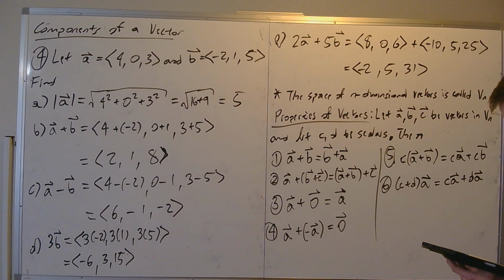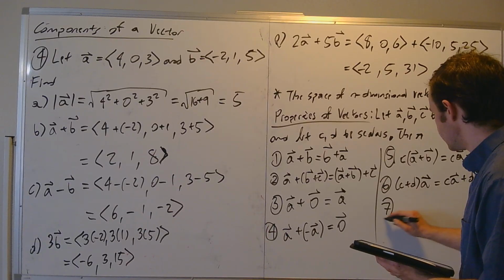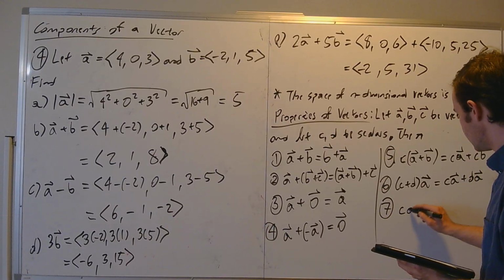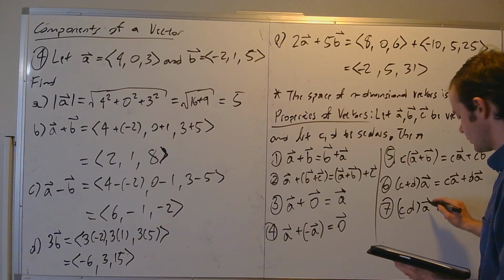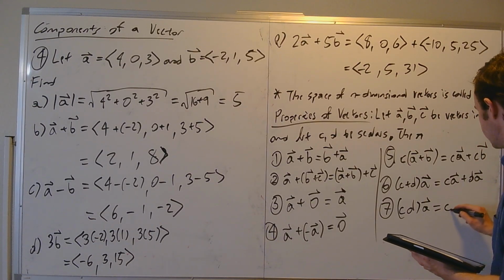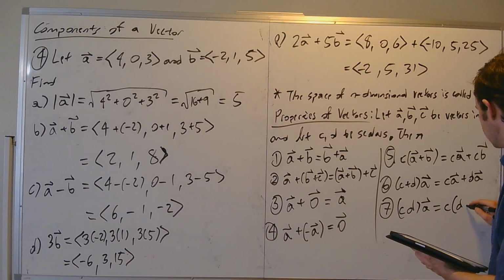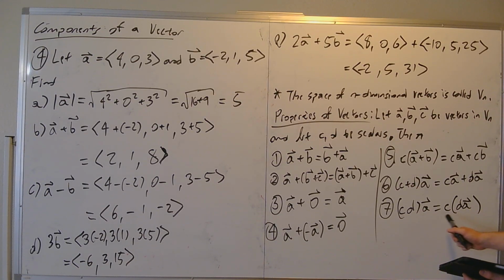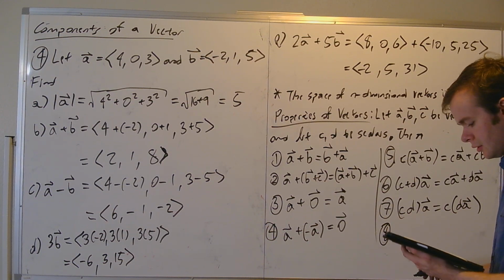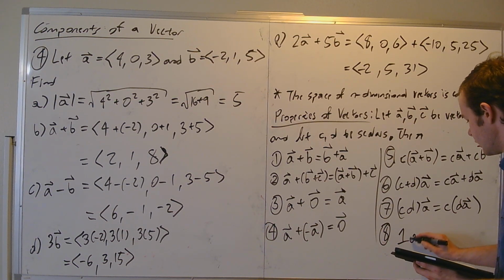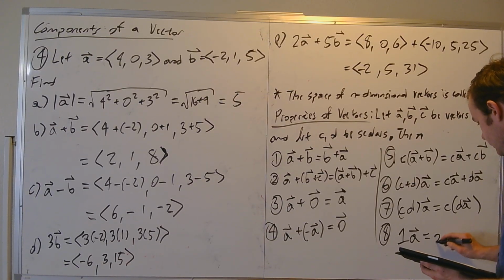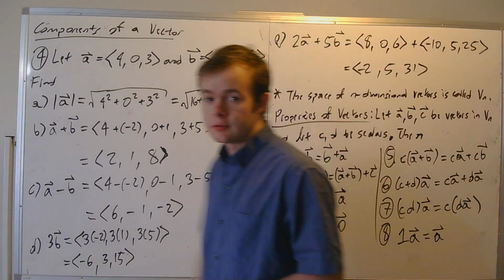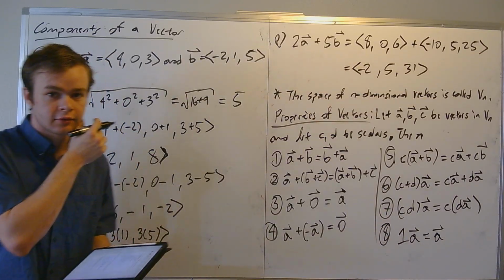Okay. And property number 7 is going to say that C times D times A is equal to the same thing as if we multiply C by the vector, which is D times A. Right, so multiplying this scalar by A is the same thing as multiplying C times the vector, which is D times A. And the last property, as you would expect, if you multiply 1 times A, you're going to get back A. Right? So you might say, well, all of these should just obviously hold for numbers.